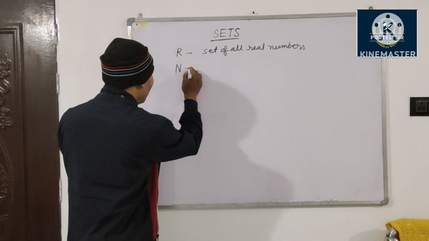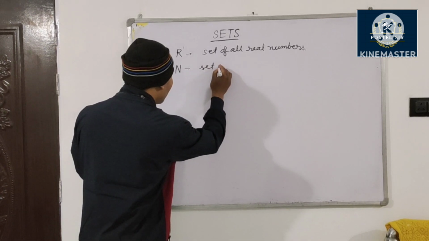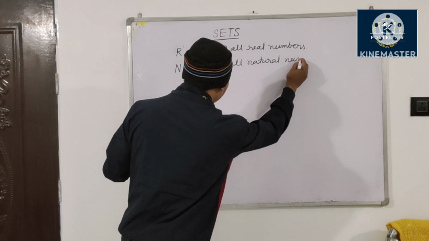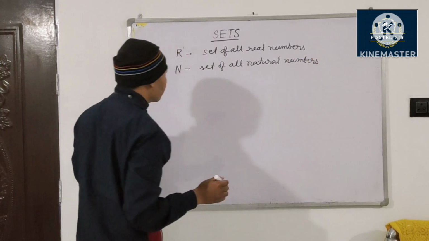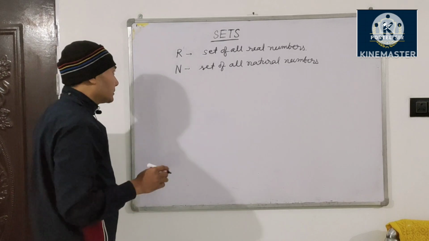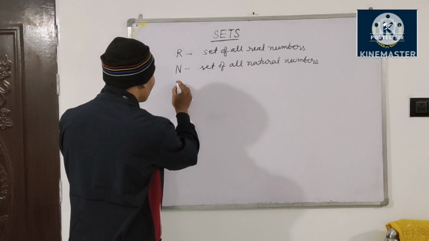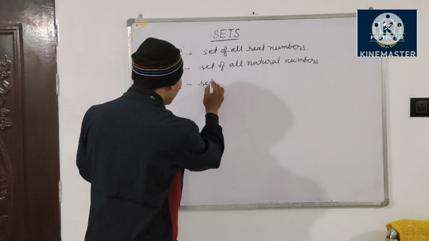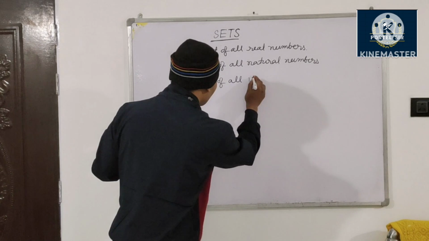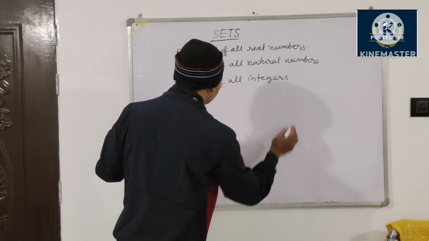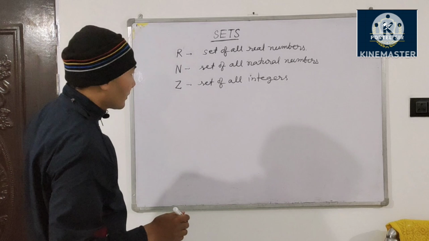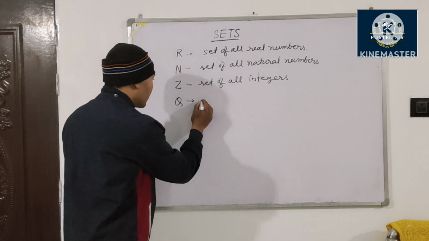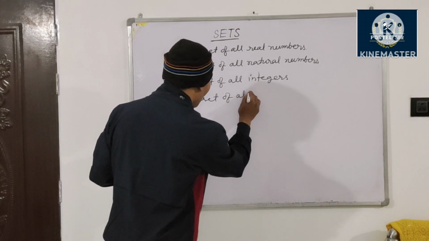Now see, N is the set of all natural numbers. And Z denotes the set of all integers. And Q is the set of all rational numbers.